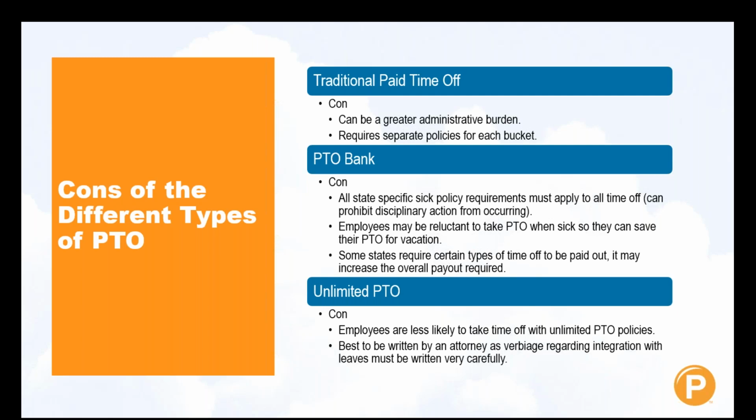And then we have the unlimited PTO. And the biggest con to this is, even though you would think your employees could take as much time off as they want, employees are actually less likely to take time off with an unlimited PTO policy. The reason being is it's not assigned to them. So it's not Sarah's or Josh's PTO bucket. It's just an unlimited policy that they're able to use. So employees are actually less likely to use it.